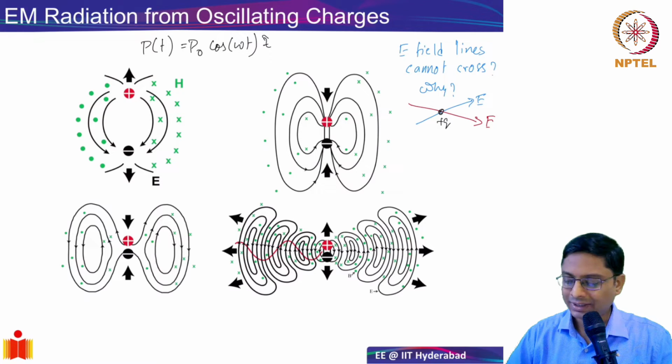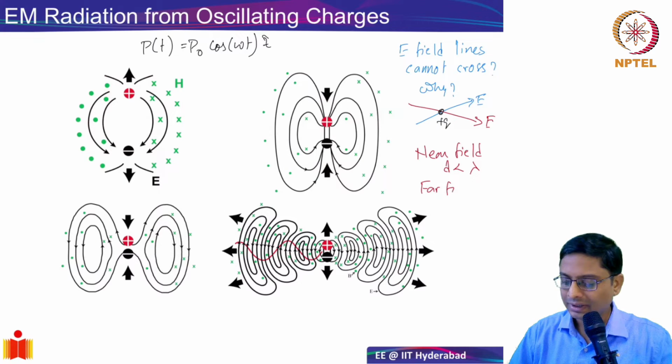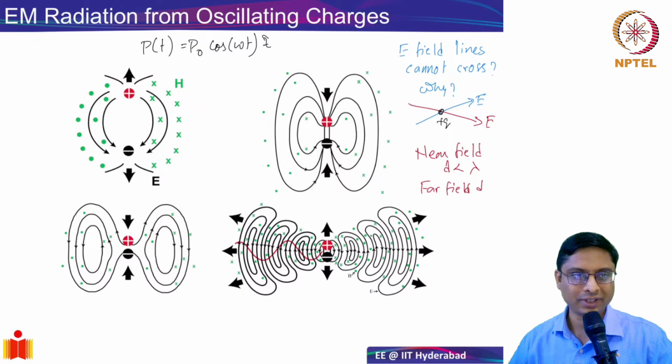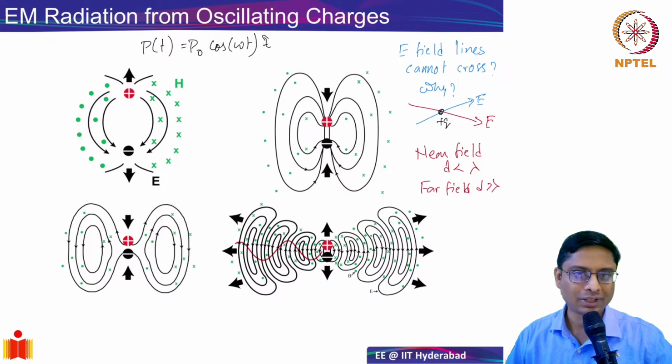And we'll also see that there are two regimes. One we call the near field regime, which essentially means that the distance is less than lambda. And the far field regime, where the distance from the source of the field is larger than lambda, is usually called far field.